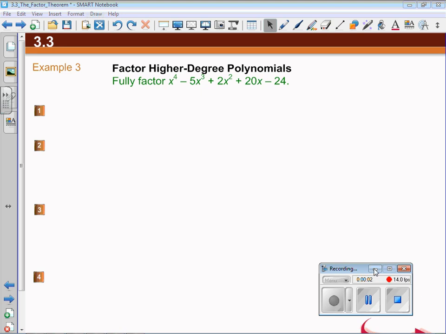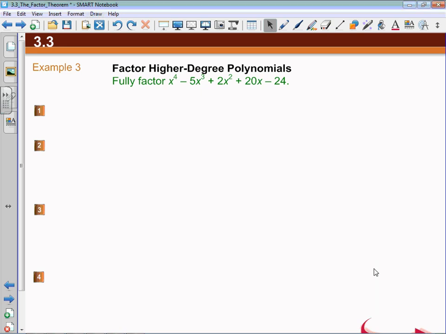3.3 example 3, as promised, is factoring a quartic, which is a little trickier because cubics can have as many as 3 factors, quartics can have as many as 4 factors, and basically the degree of the polynomial corresponds with the maximum number of factors. So we're going to start this off the exact same way. We want to use our remainder theorem.